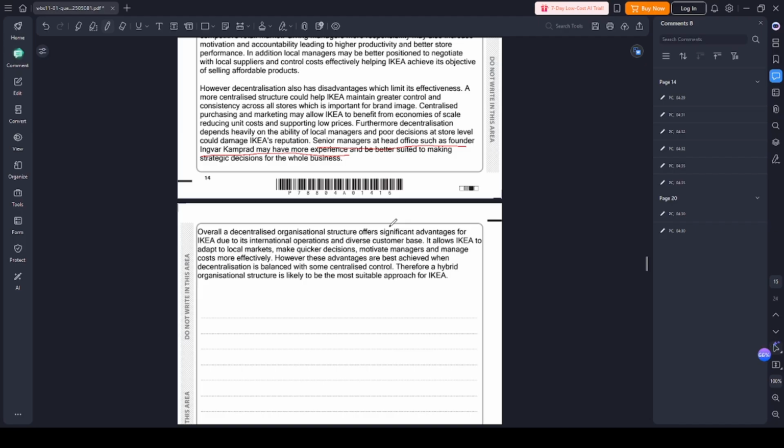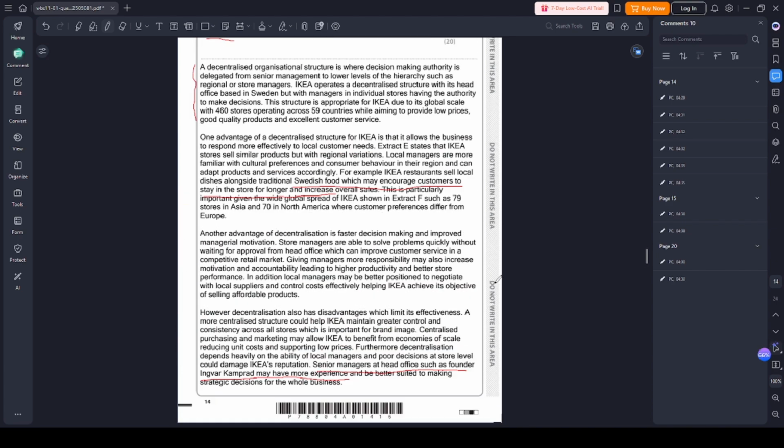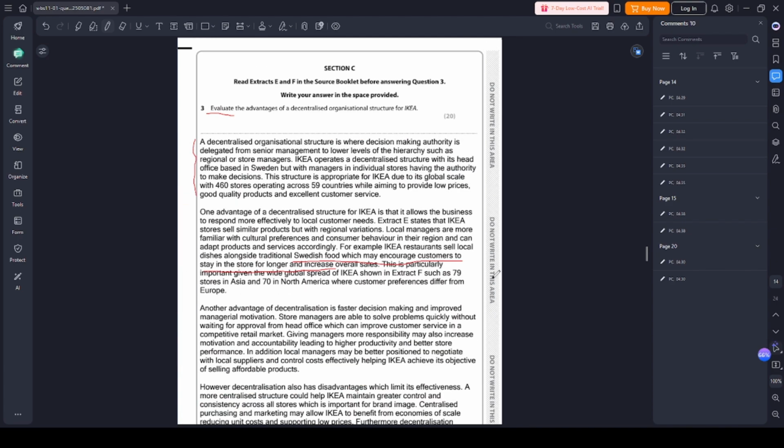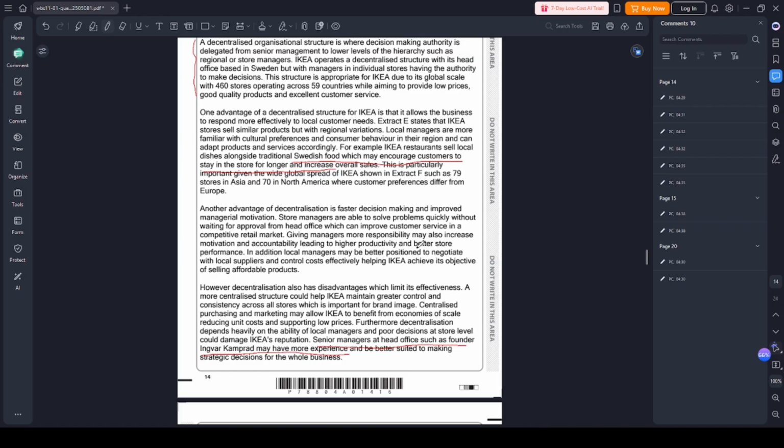It shows you understand opposing views and can make a strong, well reasoned recommendation, which I did here. Like I mentioned here, a hybrid organizational structure is likely to be the most suitable approach for IKEA. So this is exactly what earns top marks. And if you want to get the highest marks for this answer, which is a 20 mark question in section C, this is how you have to answer it.